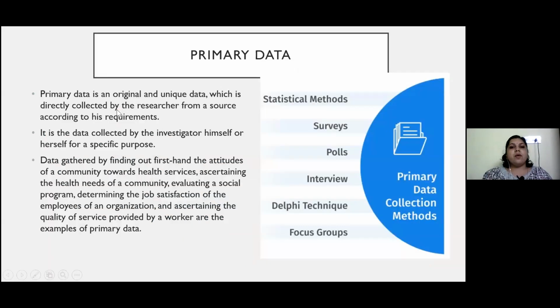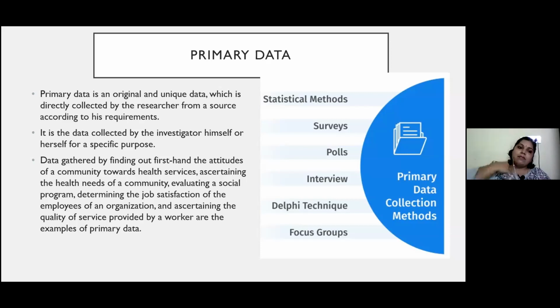So let us see what is primary data. Primary data is an original and unique data which is directly collected by the researcher from a source according to his requirement. That is, if you directly go to the field, if you directly go to the subject and collect the data, that is called primary data. This I have explained in the last class. It is the data collected by the investigator. That is, if I want the information, I am the investigator. I myself will go for a specific purpose and collect the data. That is called primary data.